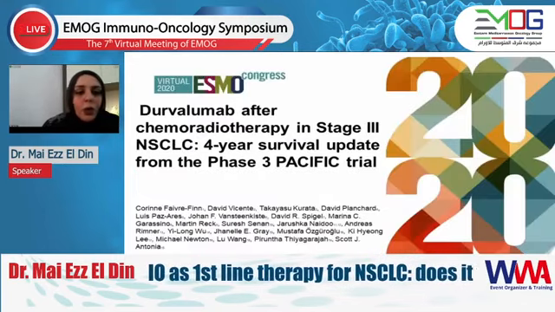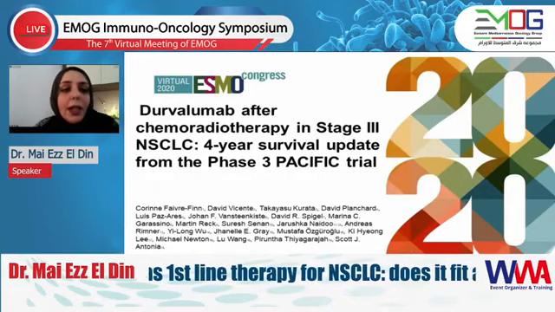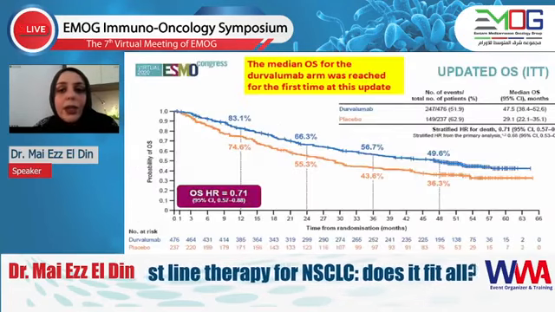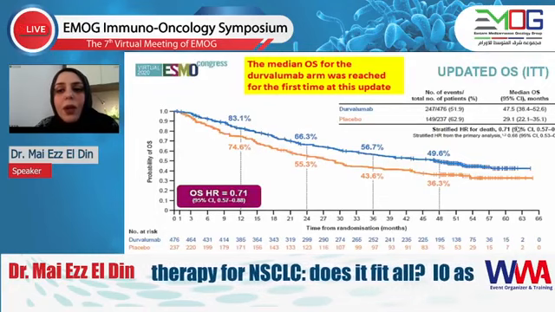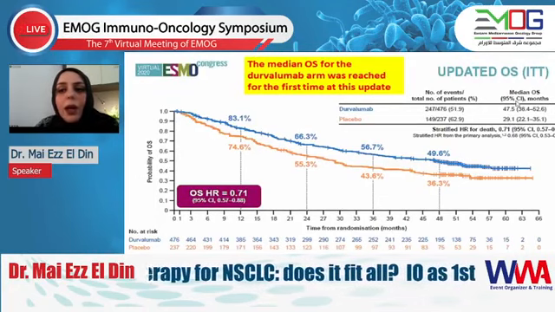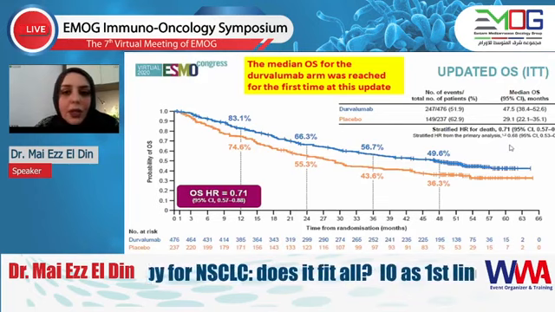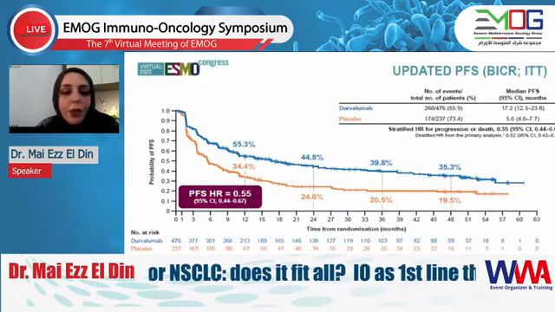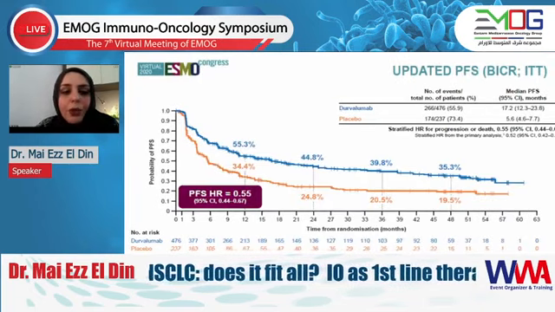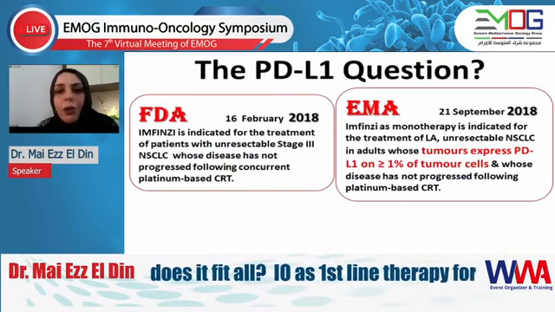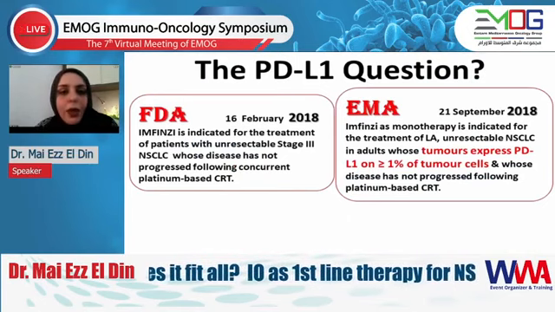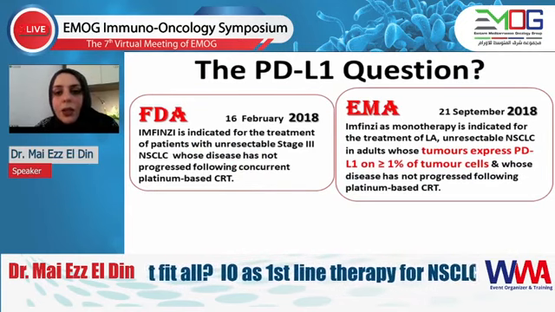The latest was the 4-year survival update at the last ESMO. And we can see finally a median overall survival of 47.5 versus 29.1. Massive difference. Also still preserved progression-free survival, hazard ratio 0.55. And the FDA gave it an all-comers approval for durvalumab maintenance or consolidation.